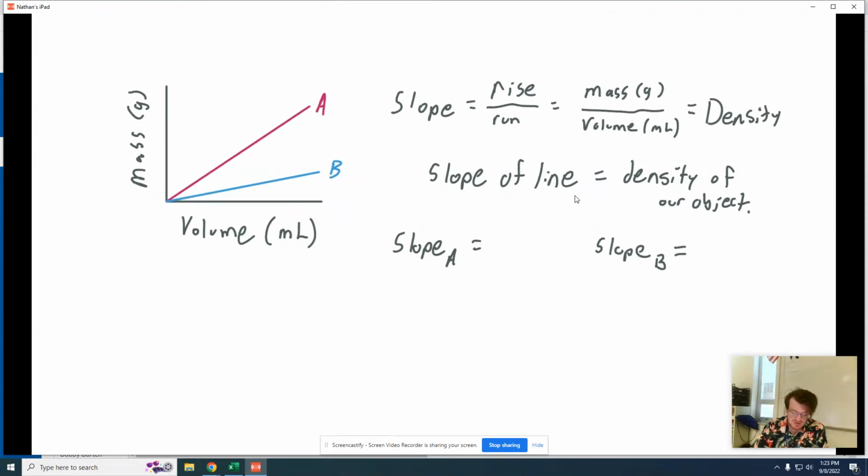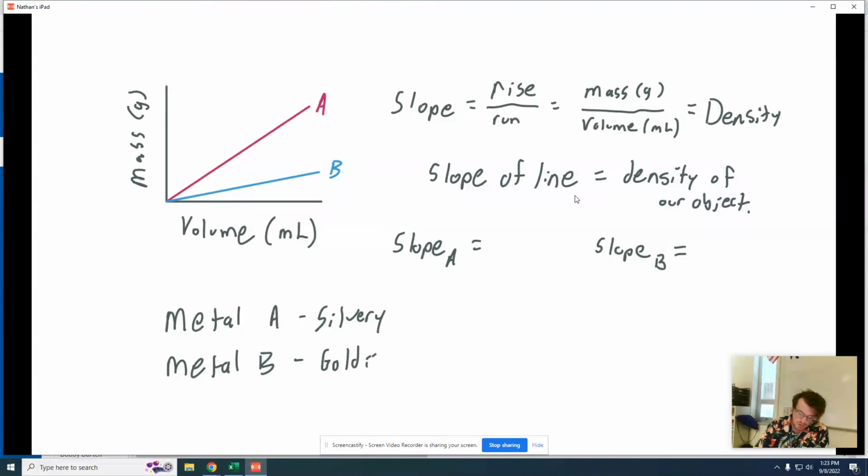Once you have the slope of line A and line B, you're ready to move on to the lab reflection, because we can actually identify what metal A was and what metal B was based on those densities. Hopefully your densities line up pretty close to some of the densities in that table, and you all can make an educated guess. As a reminder, metal A was our silvery metal, and metal B was our goldish metal.